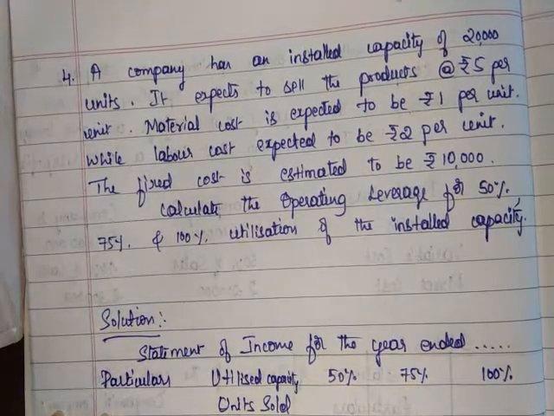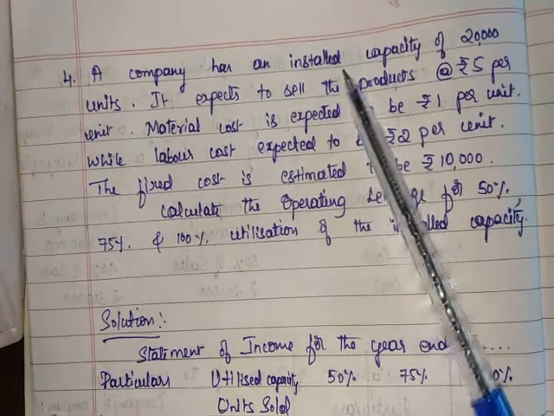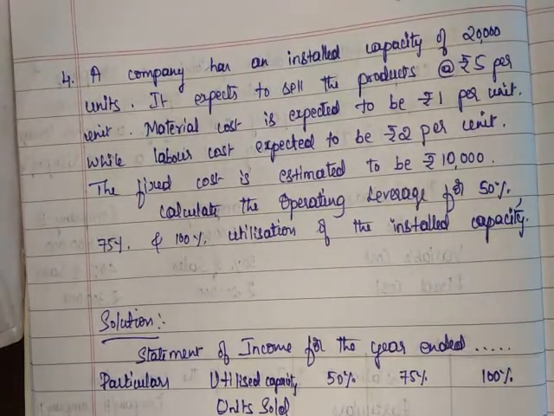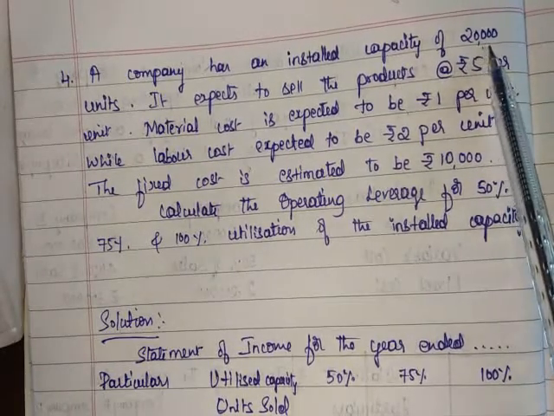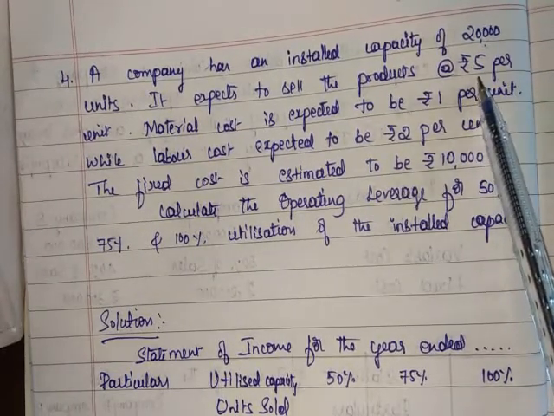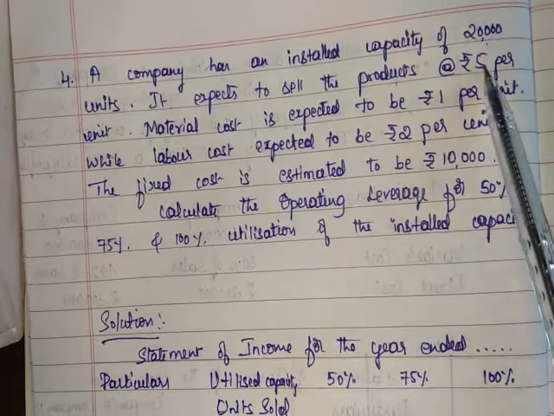Yes, here is problem number 4. A company has an installed capacity of 20,000 units. It expects to sell the products at rupees 5 per unit. So total units is 20,000 and selling price is 5. So sales is 20,000 into 5, it is 1 lakh.